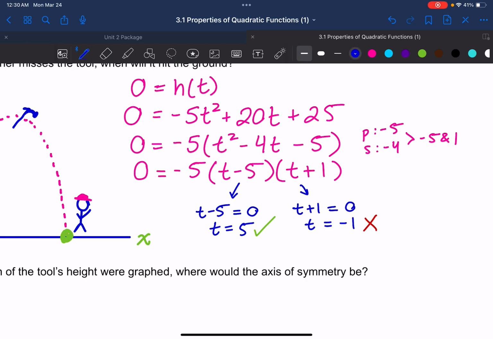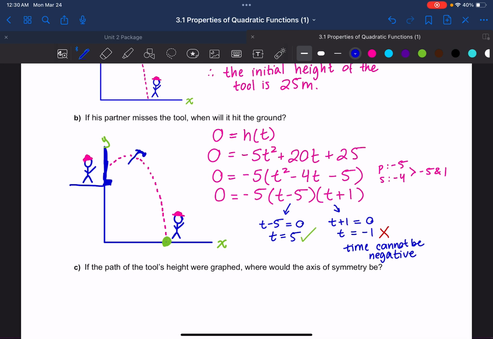So I'm going to tell you right now, this is not applicable. Time cannot be negative, right? Time being negative means like you're time traveling. You're going back in time to before the tool was even thrown out the window. So that does not make any sense.